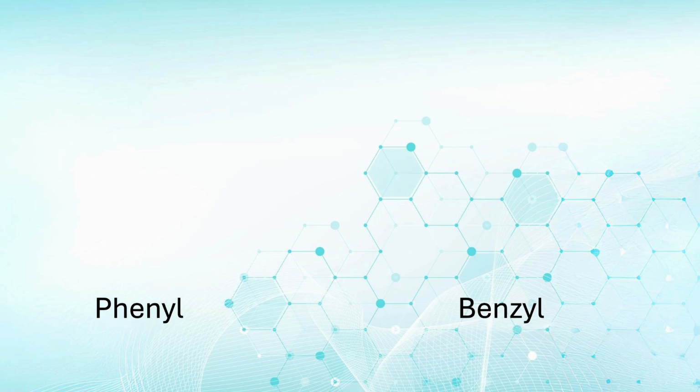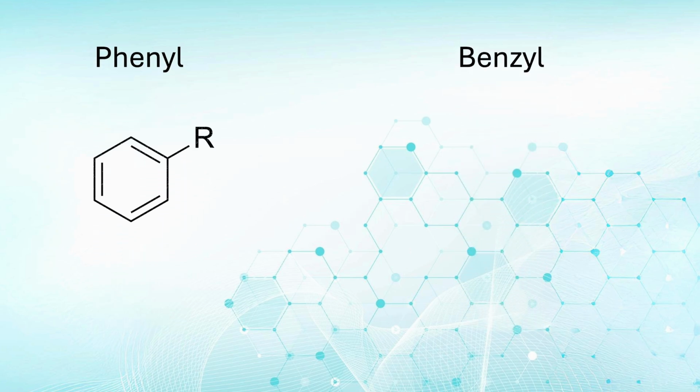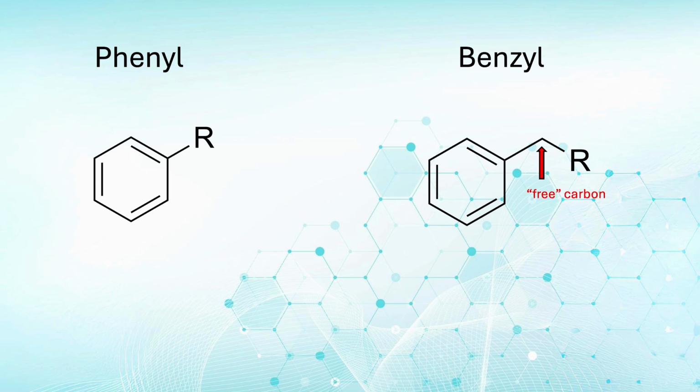A phenyl group represents a benzene ring attached to other groups of atoms in a molecule. A benzyl group represents a benzene ring attached to CH2, which could be attached to anything else. When differentiating between the two, it may be easier to remember benzyl groups first. If the carbon attached to the benzene ring is free, or CH2, we have a benzyl group. If the carbon attached to the benzene ring isn't free, we have a phenyl group.